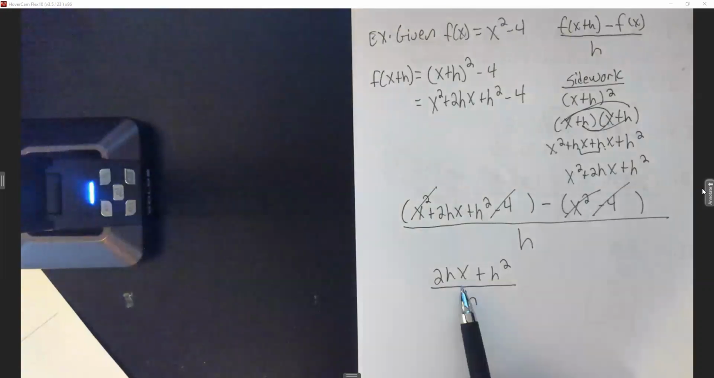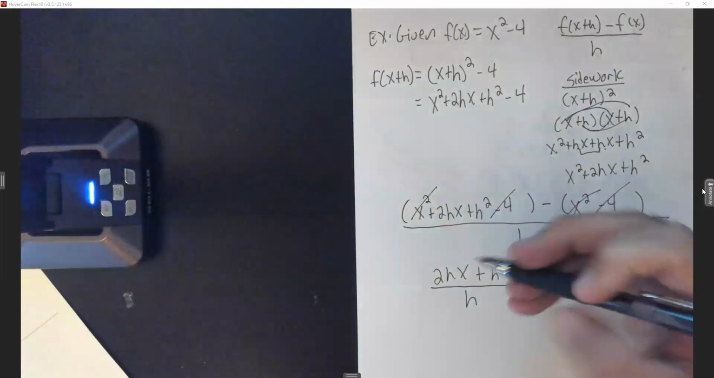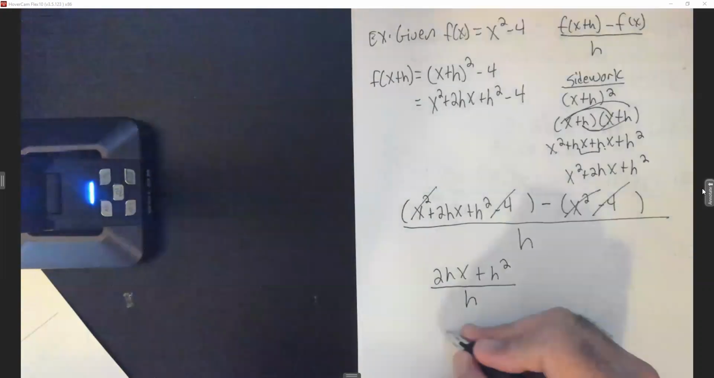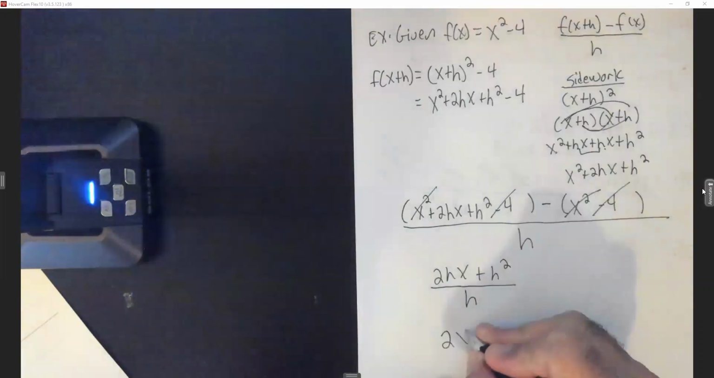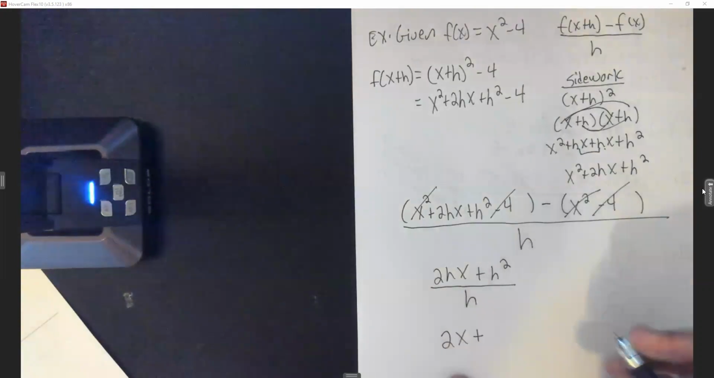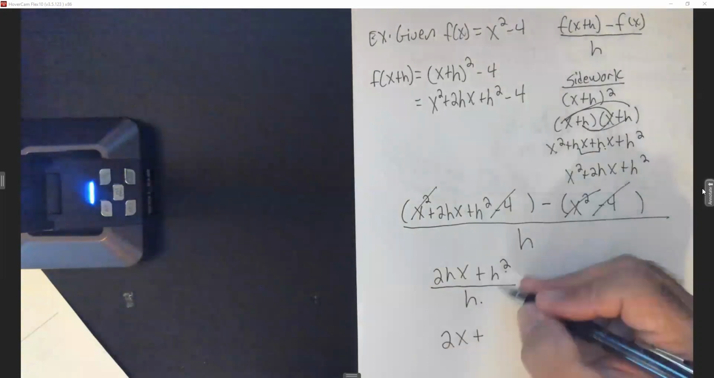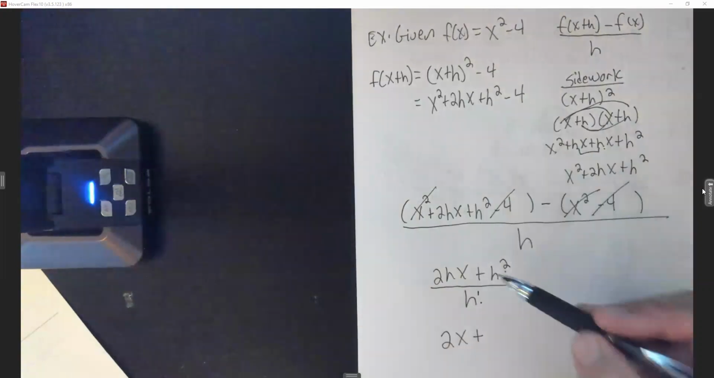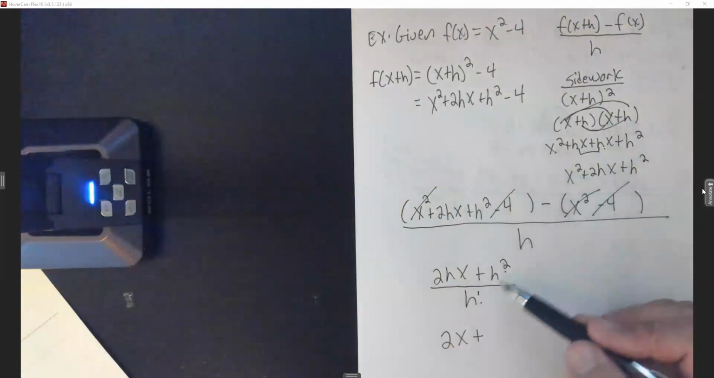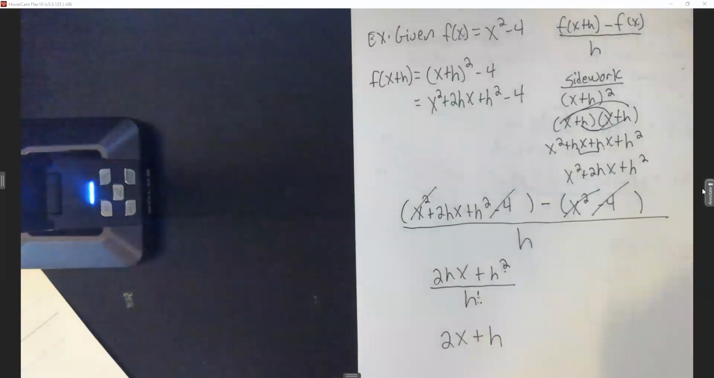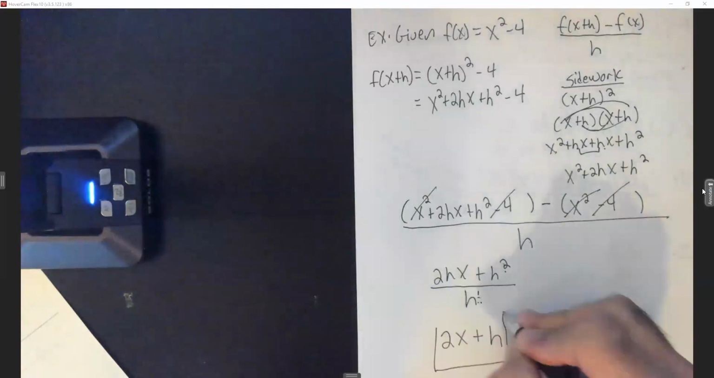So now, everything on top has to be divided by that h. So when you take the 2hx and divide by the h, the h's cancel. All that's left is 2x. Over here, you've got an h squared divided by h. Remember, if you're looking at exponents, that would have a 1 by it. And when you're dividing variables, you subtract exponents. So h squared over h to the 1, 2 minus 1 would leave me h. Nothing else you can do to that, so final answer.